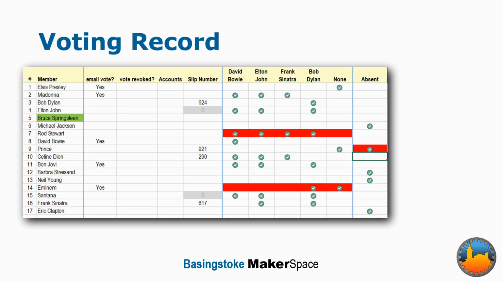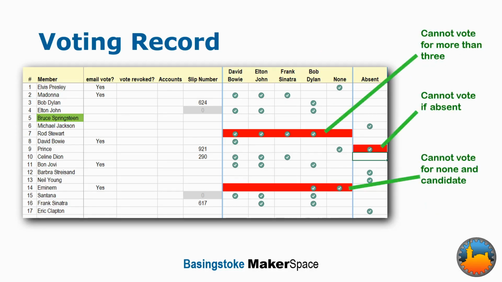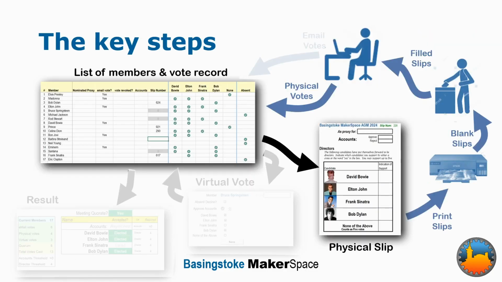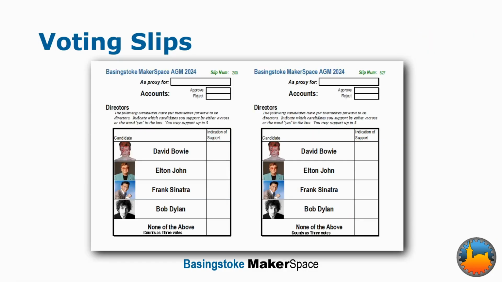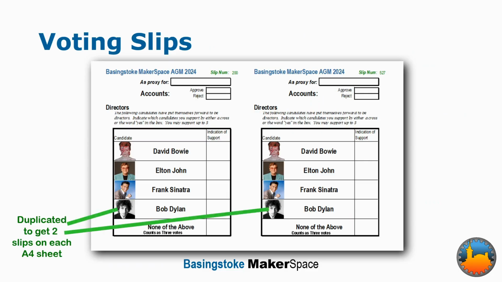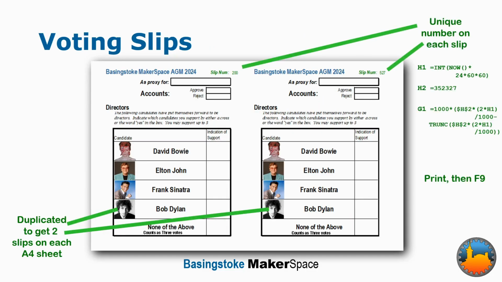The voting record uses simple conditional formatting to highlight some obvious mistakes the administrator could make when entering data. Now let's have a look at the voting slips. These need a unique identifying number on each printed slip, so the administrator can tell who filled them in. Again, this is fairly simple. There's a formula to generate a random 3-digit number, which is recalculated via the F9 key before each print.